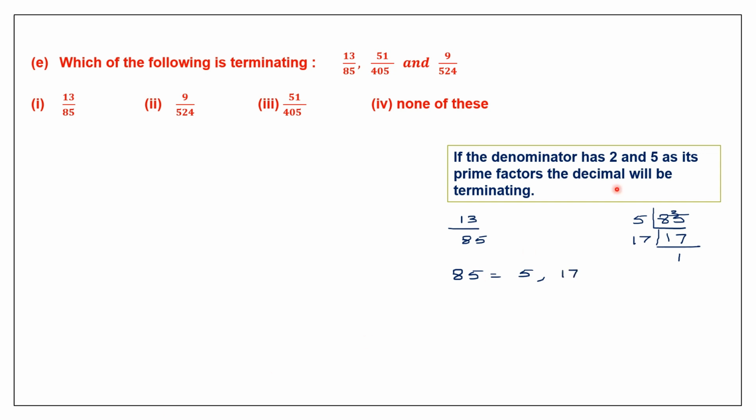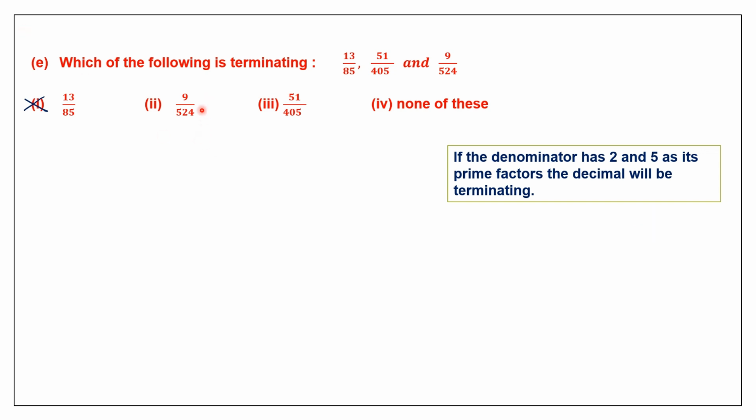That means the prime factors of 85 are 5 and 17. So it's not 2 and 5. If it is 2 and 5, then we can say they're terminating. But we have 5, we don't have 2. That means this is not a terminating decimal. 13 by 85 is not a terminating decimal. We can score out option 1. 13 by 85 is not a terminating decimal.